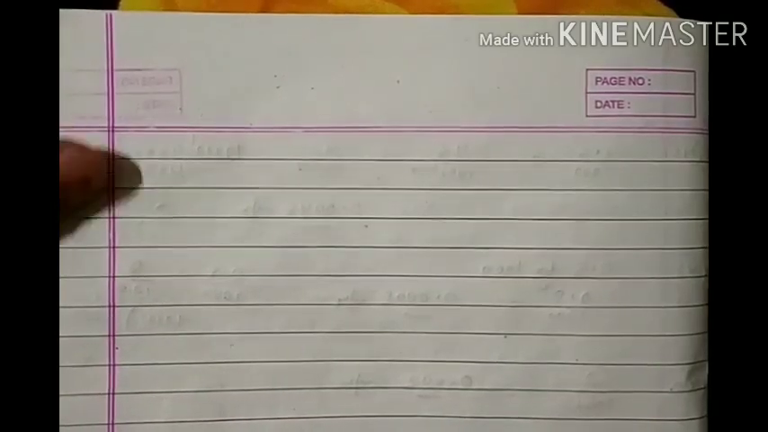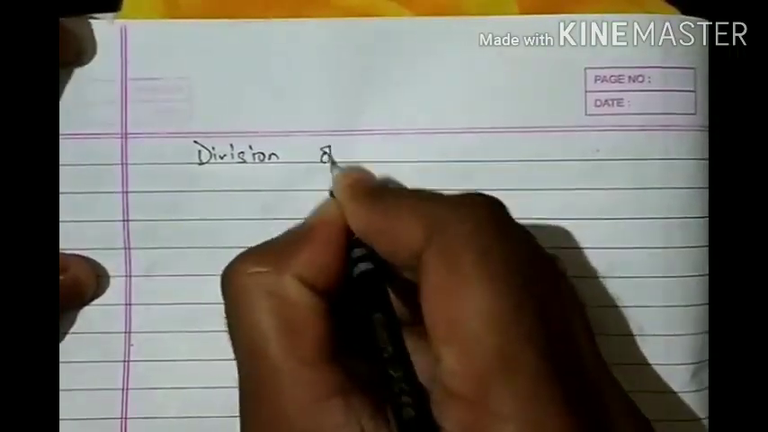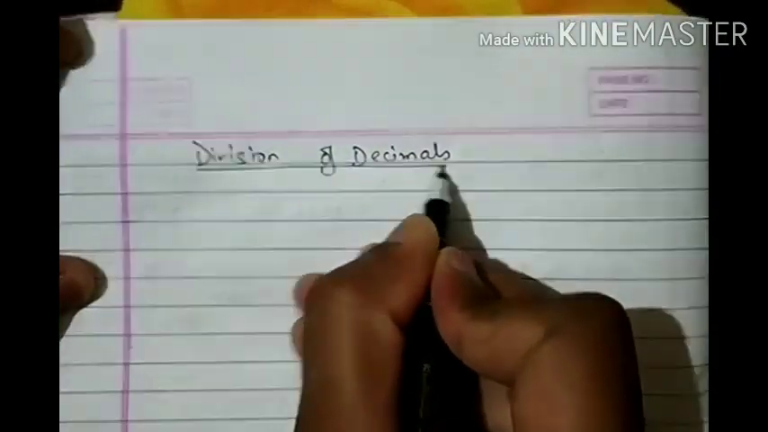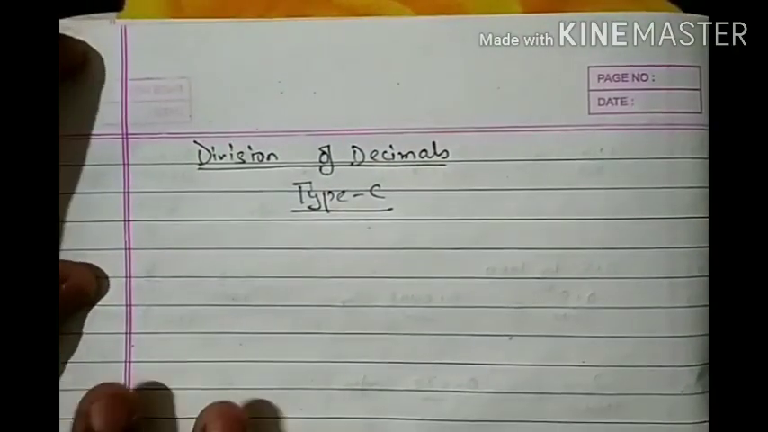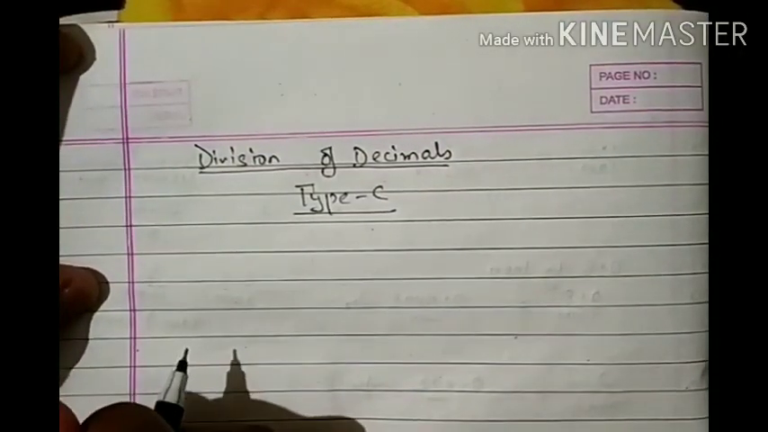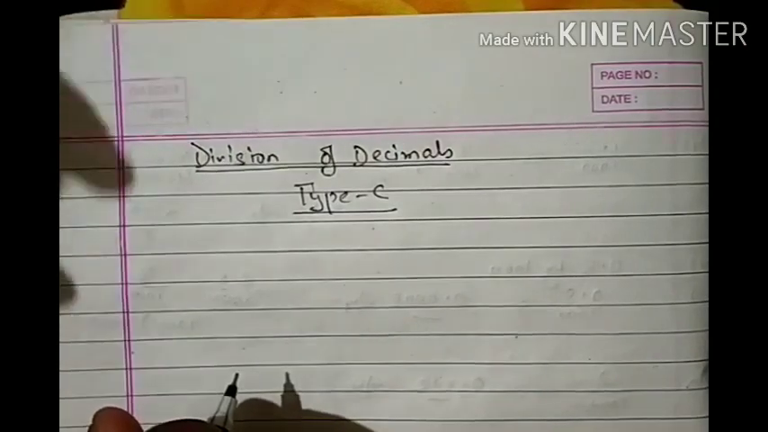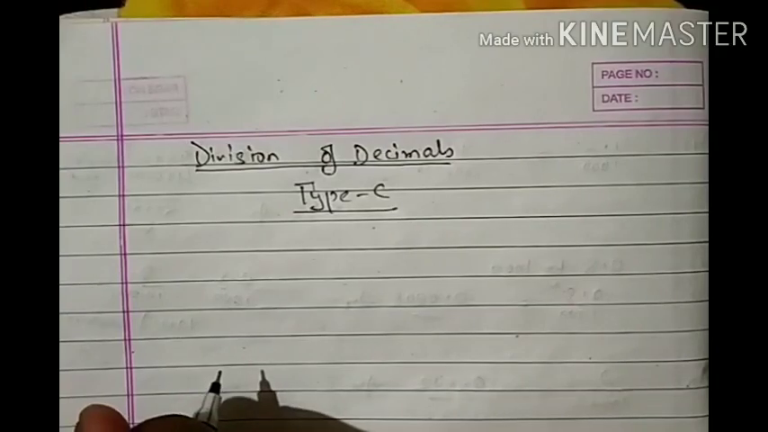So let's start with the division of decimals, type C. We had studied type A and type B. Now we will study type C. In type A, we studied division of decimal by 10, 100, 1000, etc. In type B, we studied division of decimal by a whole number.